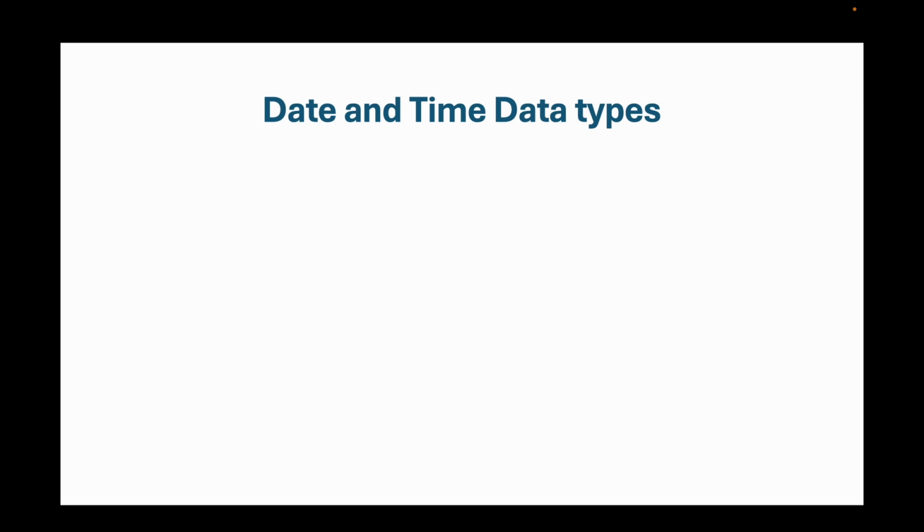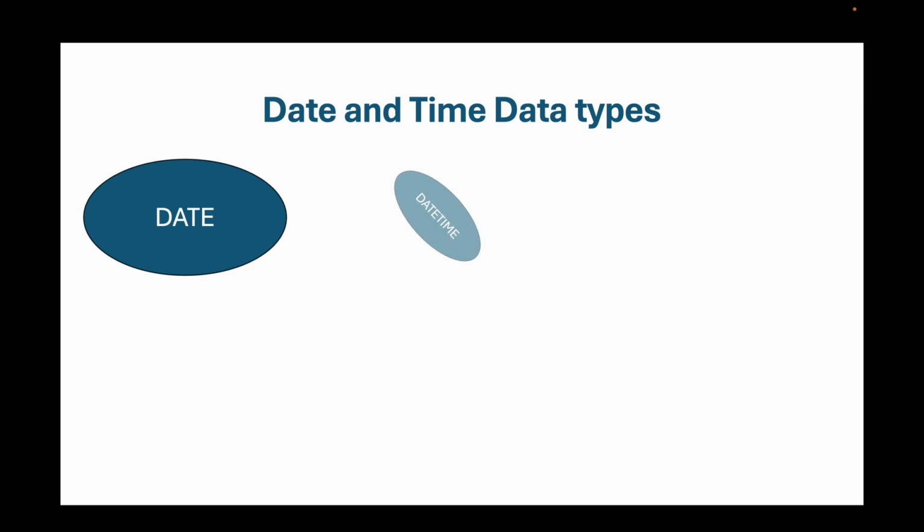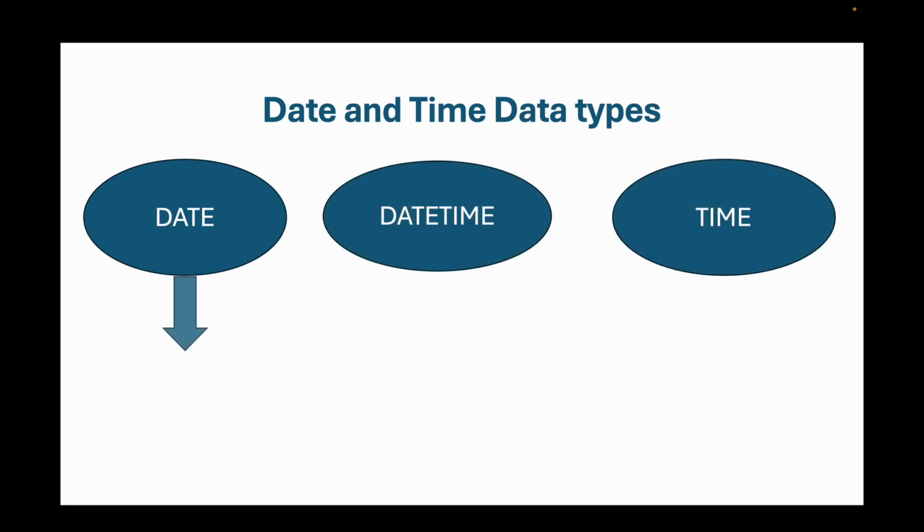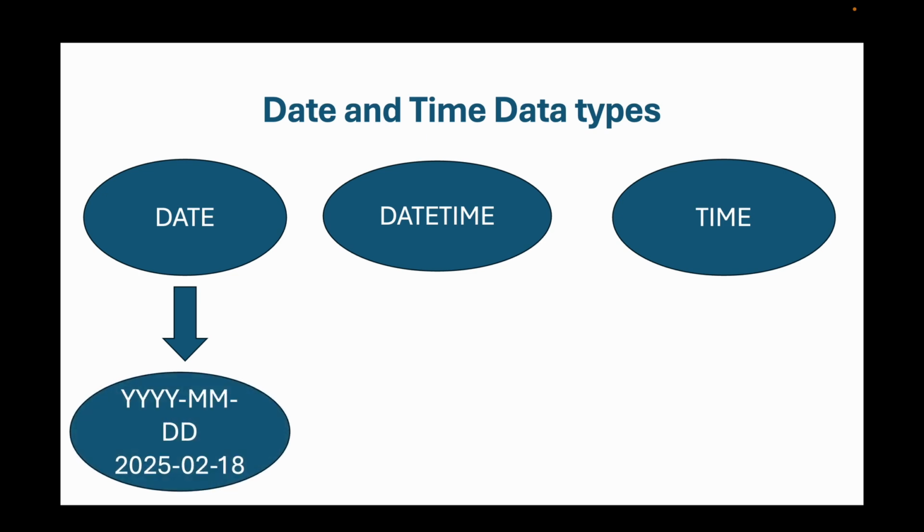And also, if you have date time data type, you can choose your data type as date, date time, or time. For date, you're going to store information like birthdays, hire dates, order dates, and you need to follow this format: year, months, and date.